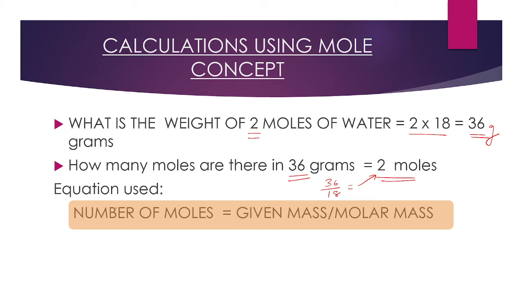So here we can use an equation. The number of moles you can get by dividing the given mass by molar mass. So this equation is very important: number of moles is equal to given mass divided by molar mass. So in the question, how many moles is 36 grams of water? So 36 by 18 you will take, it will be equal to 2 moles.